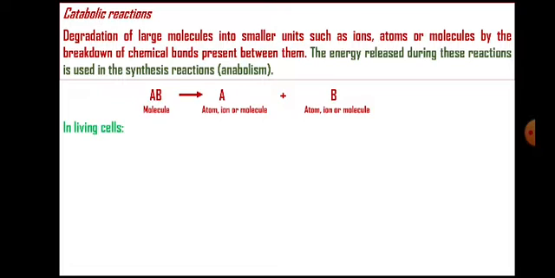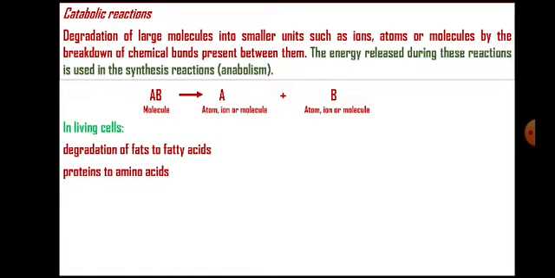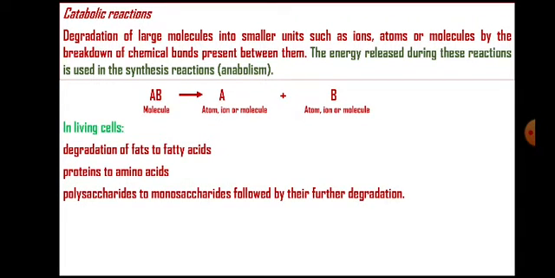In living cells, the examples of catabolic reactions are degradation of fats to fatty acids, in which the energy is released in the form of ATP. Proteins are degraded to amino acids. Polysaccharides are degraded to monosaccharides, followed by their further degradation. So all these are examples of anabolic reactions and catabolic reactions.